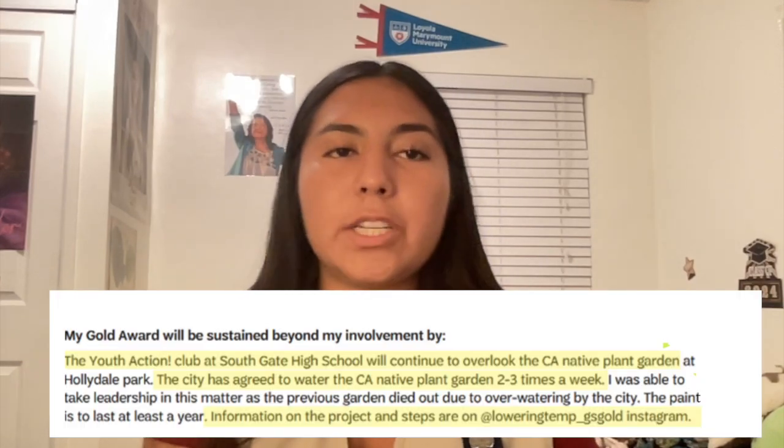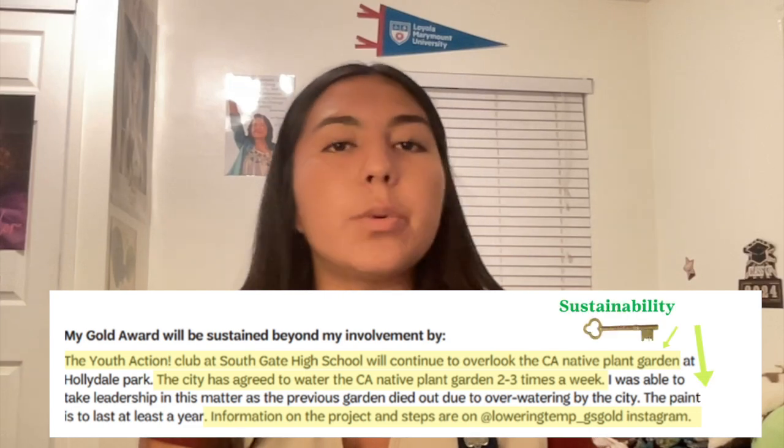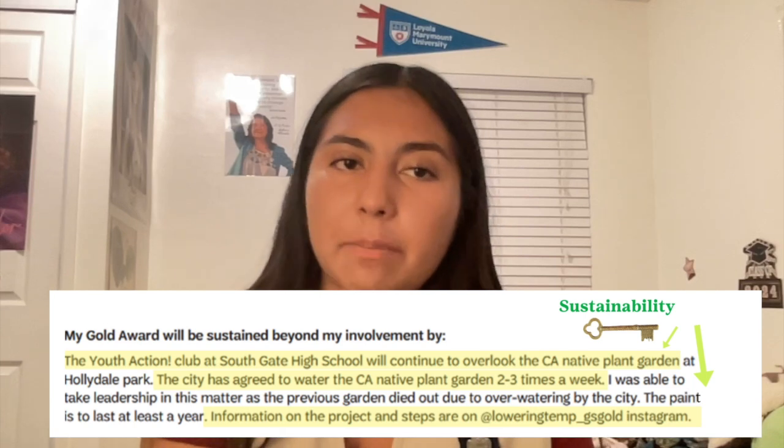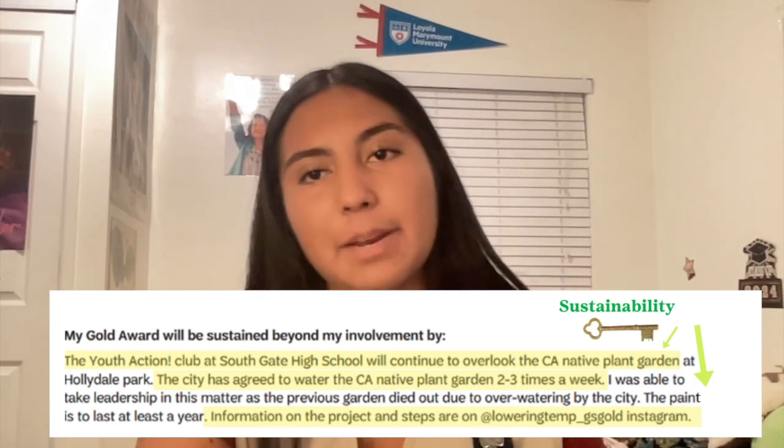Next, you will outline the sustainability of your project. In my proposal, I explained how I reached an agreement with the high school club to ensure that my garden would be watered frequently. If you want more information about this step, refer to our video on sustainability.